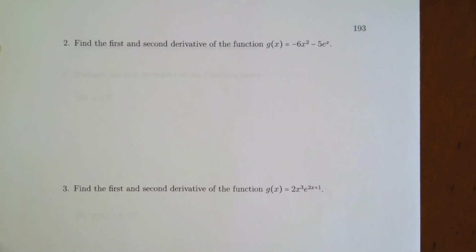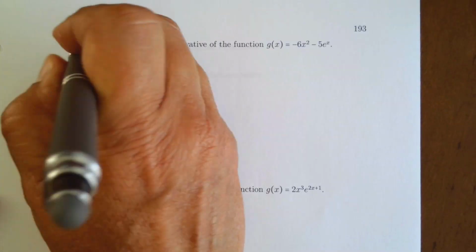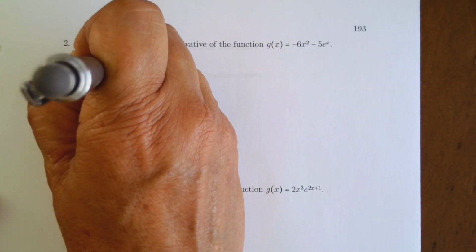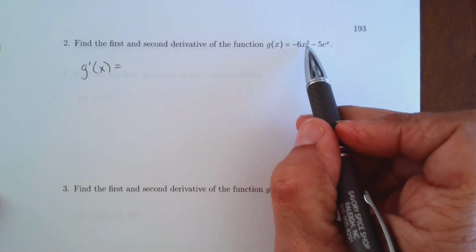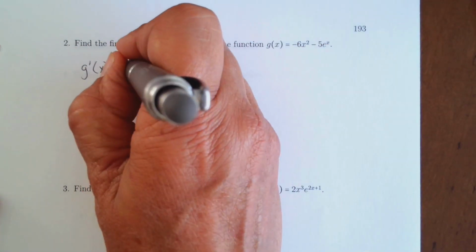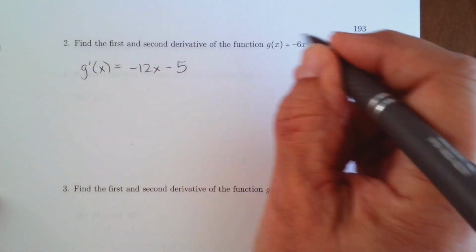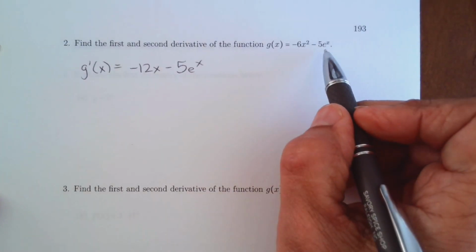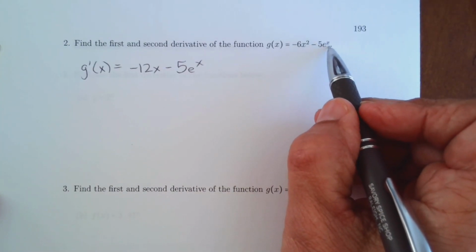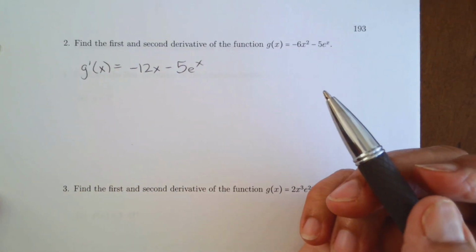Finally made it to number 2. Number 2 says find the first and second derivatives of this function. All right, so first derivative, I'm going to use our power rule. So the derivative of negative 6x squared would be negative 12x. And then minus 5, and then the derivative of e to the x is e to the x. Okay, and then the derivative of the exponent is just 1, so I don't need to do that. So there's my first derivative.